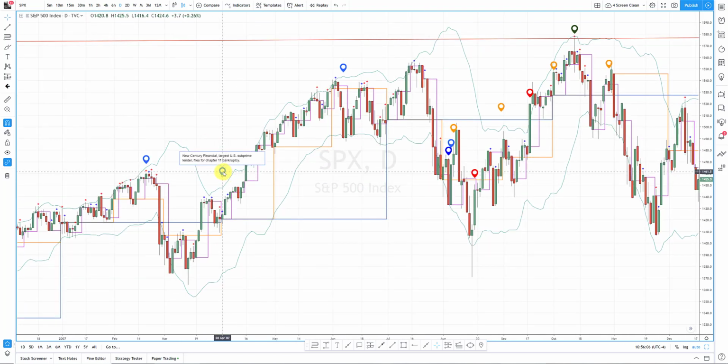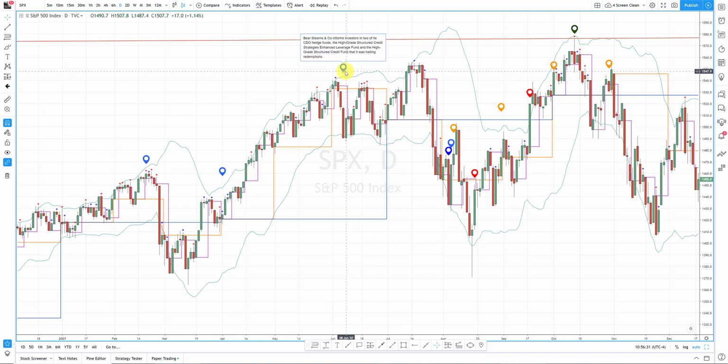So in April, more cracks appear in the subprime space. So New Century Financial, one of the largest U.S. subprime lenders, files for Chapter 11 bankruptcy. Very odd, right? So if you don't believe that subprime is a problem, then why are these guys going bankrupt? Especially the largest player at the time, New Century Financial. They go bankrupt.